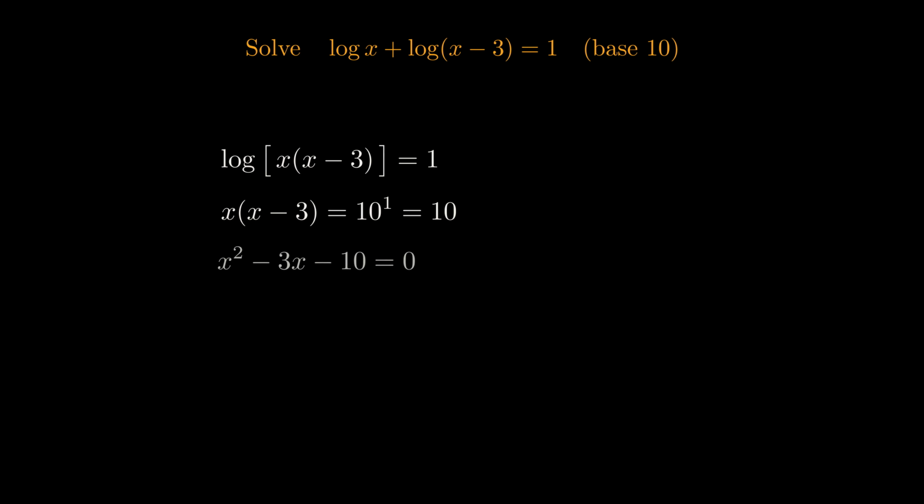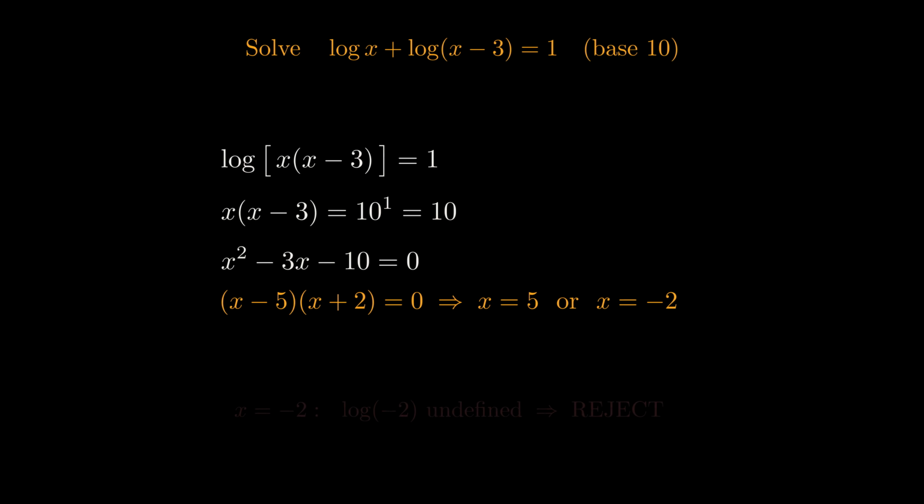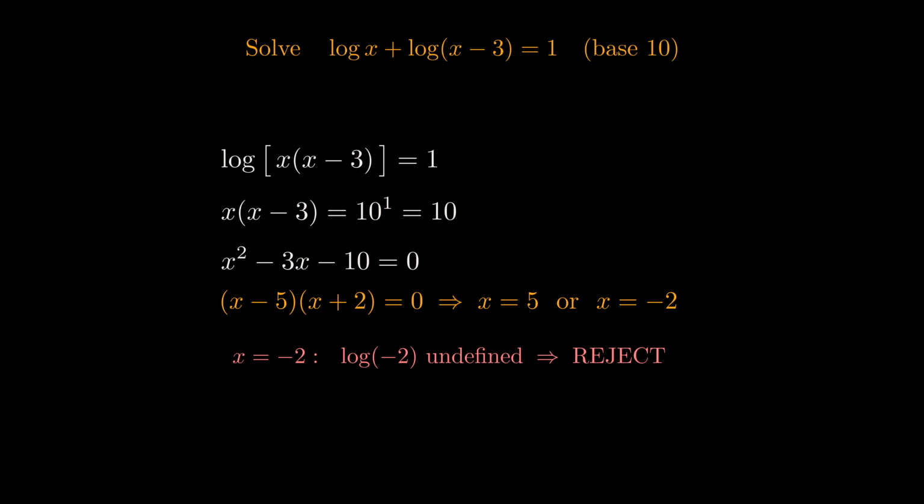Expand and tidy. x squared minus 3x minus 10 equals 0. That's a quadratic. Factor it into (x minus 5)(x plus 2), giving x equals 5 or x equals minus 2. But here's the whole point of the question. Check both solutions back in the original logs. If x were minus 2, we'd be taking the log of a negative number, and that is undefined. So we reject x equals minus 2. Only x equals 5 survives.